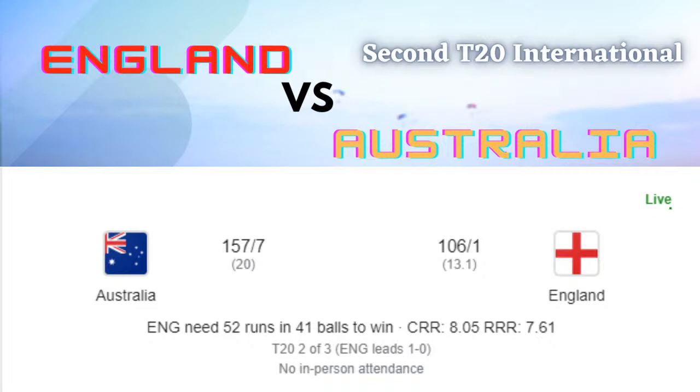England lose the wicket of David Malan. He goes for 42 off 32 balls. England are now 106 for 2. This wicket is very important for them. It came at the right time.